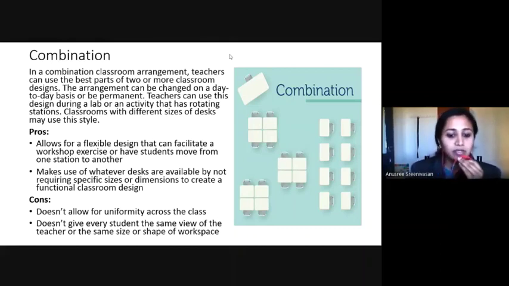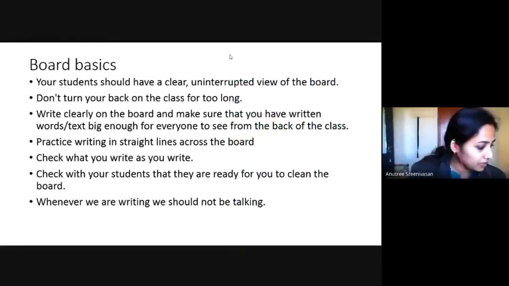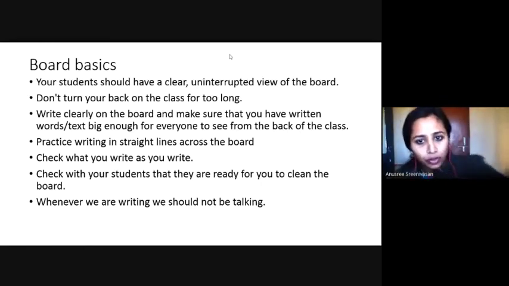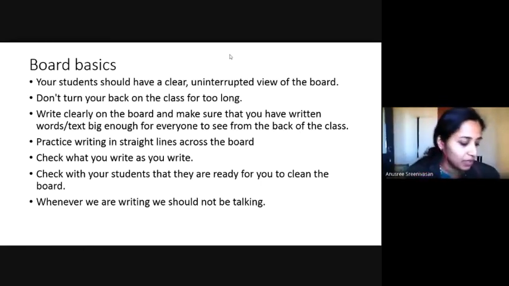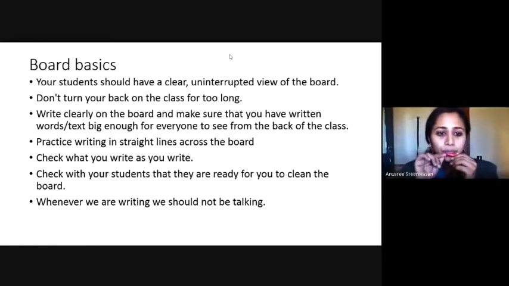Yeah, so that is all about the classroom arrangement. Okay, now let us move on to some other considerations, like how to write on the board. So, board basics. I'm sure you are all teachers, you know all these basics, like what and how to write on a board. The important things are that your students should have a clear, uninterrupted view of the board, and don't turn your back on the class for too long.